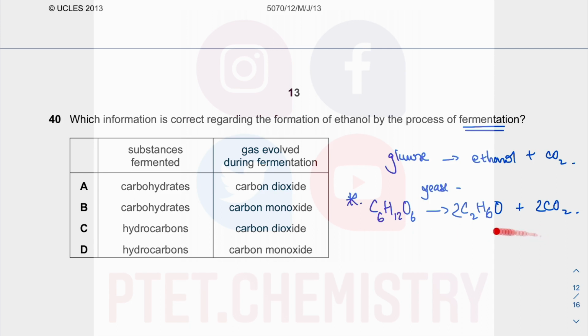They always ask this in a theory paper, and never say that they never ask you in an MCQ, because they could. So what are you fermenting? You are fermenting carbohydrates, which are like sugars, okay? These reducing sugars. And the gas that you evolve is carbon dioxide, not monoxide.